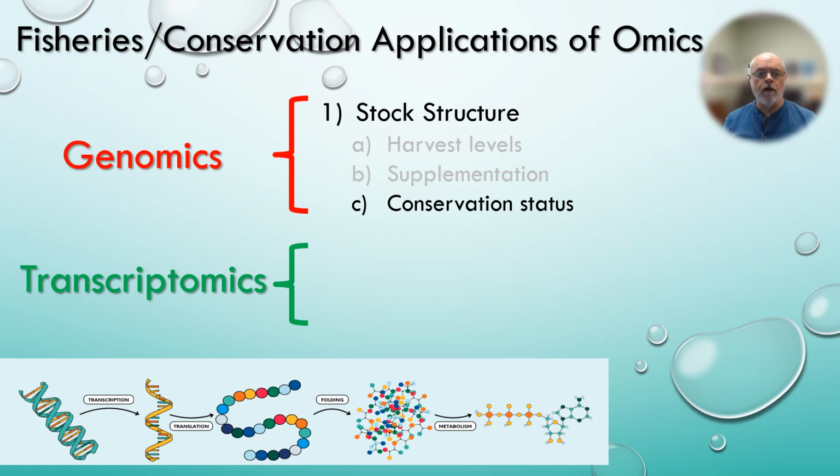Genomics is also valuable for conservation status assessment. It can tell the user whether a population is inbred. It can tell whether the population is outbreeding with another population of fish, or even perhaps hybridizing with a different species of fish. And finally, genomics can also be used to estimate effective population size of that target population.